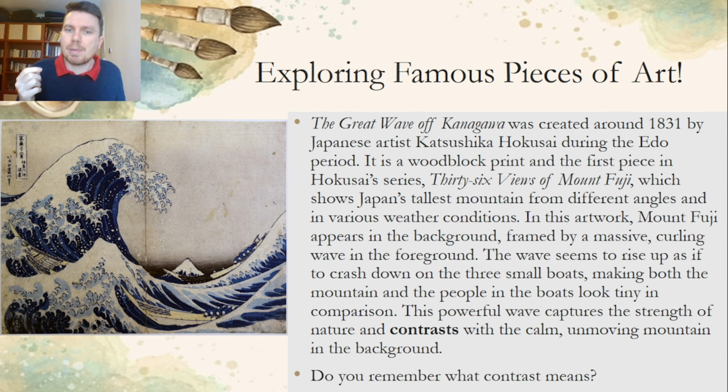In this artwork, Mount Fuji appears in the background, framed by a massive curling wave in the foreground. The wave seems to rise up as if to crash down on the three small boats, making both the mountain and the people in the boats look tiny in comparison. This powerful wave captures the strength of nature and contrasts with the calm, unmoving mountain in the background.